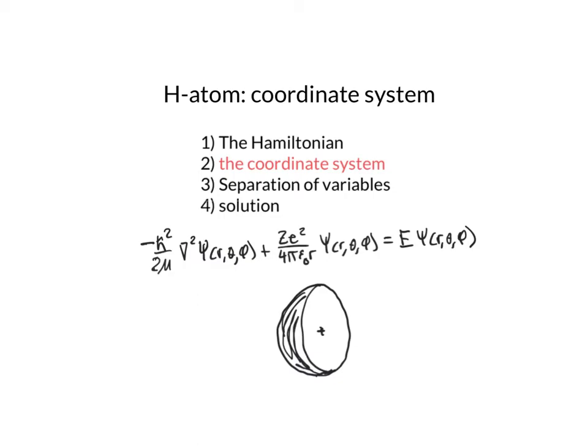If we think about this potential energy, for any given r, the potential is the same. And so if we put the proton at the middle of a sphere, then any point on the surface of that sphere has exactly the same potential. And so this potential energy is spherically symmetric. That means that it's going to be best to solve this problem using spherical coordinates.